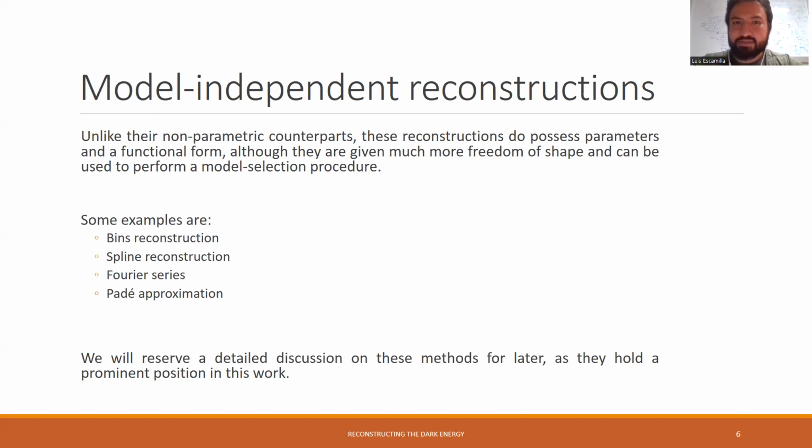Some examples of these reconstructions are the Bins reconstruction, the spline reconstruction, the Fourier series, for example. A Taylor series can also be another example, or you can use a Padé approximant. And I'm going to explain two of these later in the talk, since we are working with them.